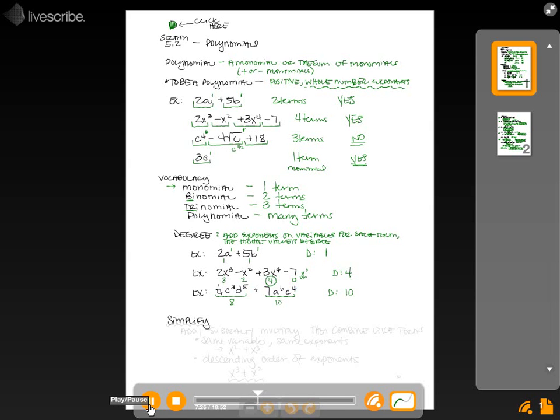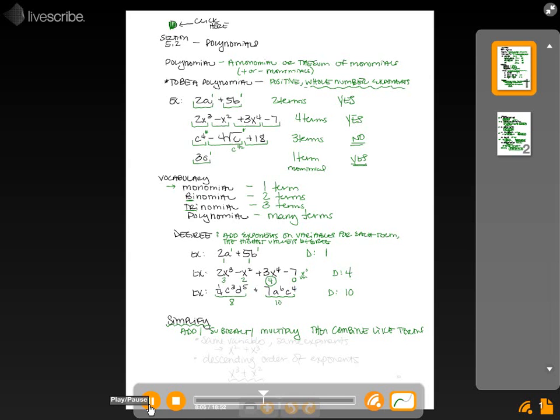Now your problems today, they will ask you for degree, they will ask you for how many terms it's got and whether or not it's a polynomial, but the majority of them are going to be to simplify problems, simplify polynomial expressions. And what that means to simplify is that you're going to add or subtract or even multiply things together and then combine like terms, which is something we should be familiar with.